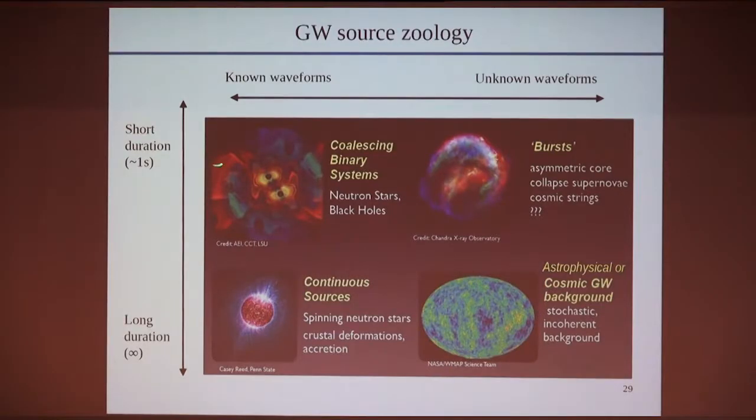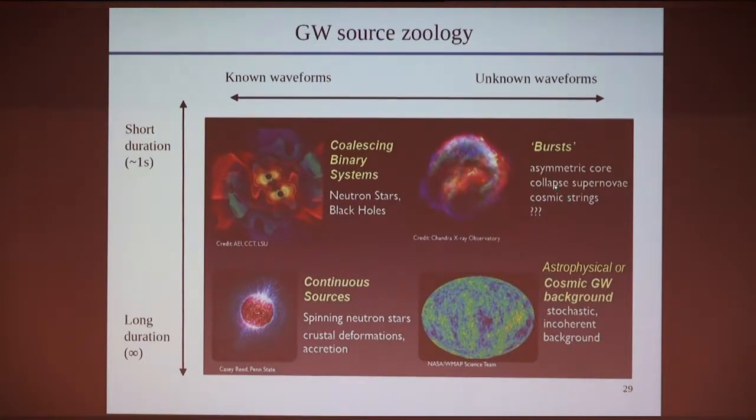So a few words about the sources, and especially the ones that we are trying to detect with LIGO Virgo detectors. They are classified, so as already mentioned, the binary coalescence systems composed of black holes or neutron stars. In that case, we know quite well the waveforms, and we will use them. And the duration of the signal is quite short, from a few seconds up to a few minutes, not more.